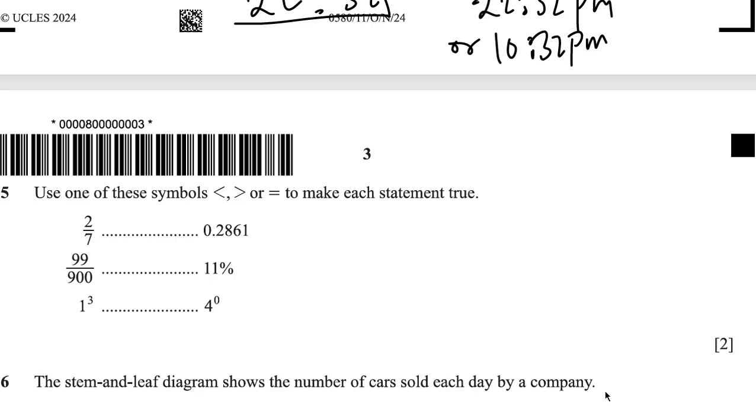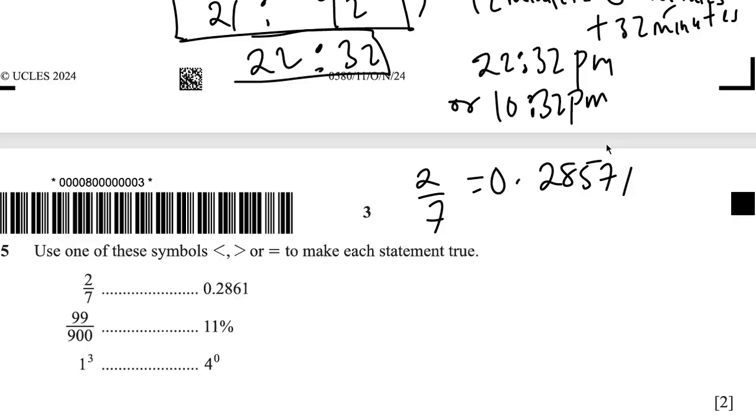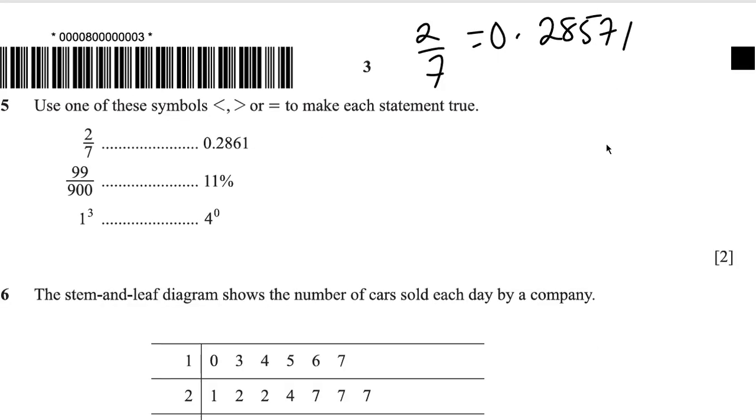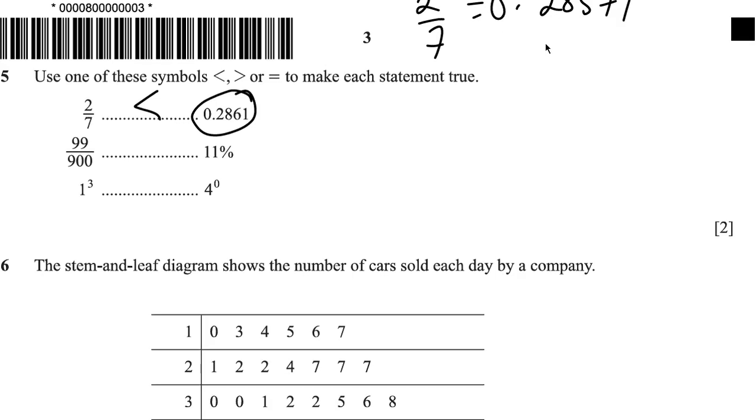So the first one we have is 2 over 7, then 0.2861. The value of 2 over 7 is equivalent to 0.28571. Get your calculator, it's allowed in the exam, right? Then you can see that the value here is 0.2861, and 0.2861 is greater than 0.28571. So that implies that 2 over 7 is less than, because 2 over 7 is 0.285, right?